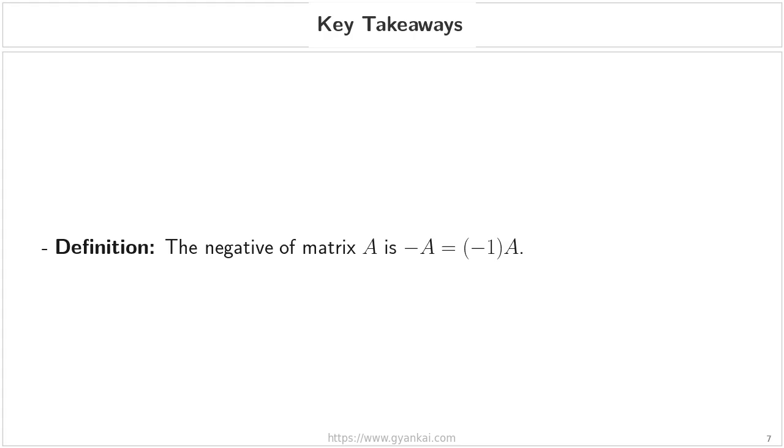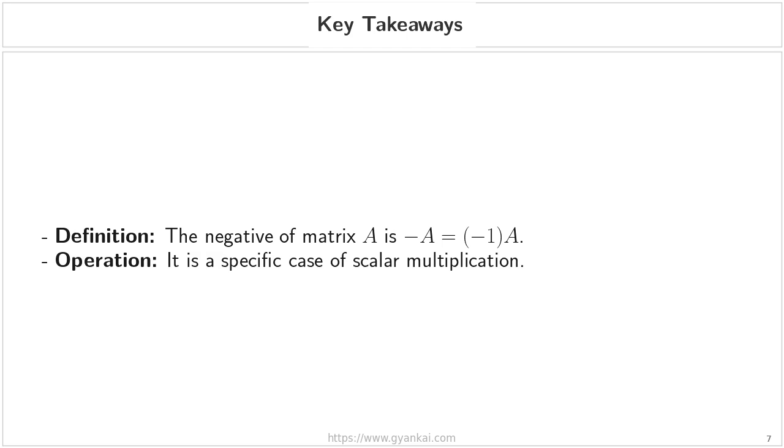Key takeaways. First, let's revisit the formal definition. The negative of matrix A is defined as -A, which is equal to -1 times matrix A. As we mentioned at the very beginning of our session, this operation is actually a specific case of scalar multiplication, where the scalar we are using is -1.